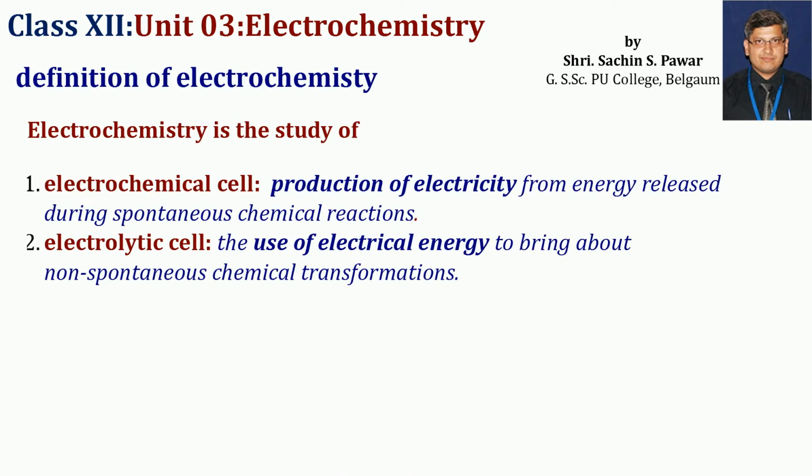Electrochemistry deals with only these two cells, that is electrochemical cell and electrolytic cell, and the details we shall learn in coming lectures. Thus, electrochemistry now I can define very well as a branch of chemistry which deals with study of electrochemical cell, that is production of electricity as a result of spontaneous chemical reactions, and electrolytic cell, that is use of electricity to carry out non-spontaneous chemical reactions.